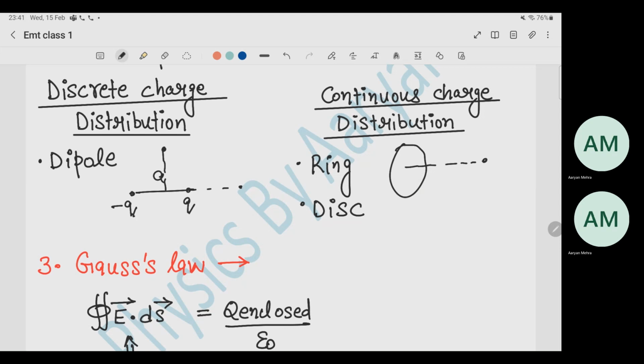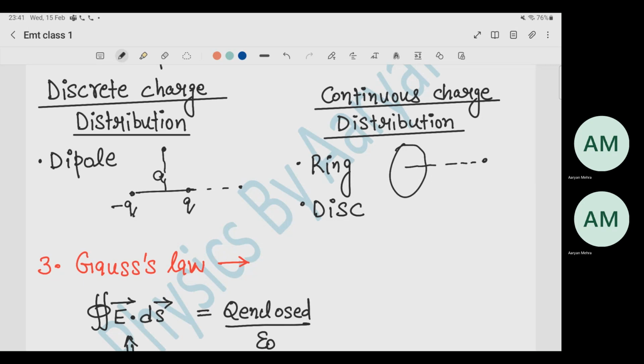Whatever solved examples and unsolved problems are given in between the chapter of the DJ Griffiths book, please go through those. That will actually give you a very good idea of how to solve the problems. It's a good revision for class 11th and 12th. So start with that.